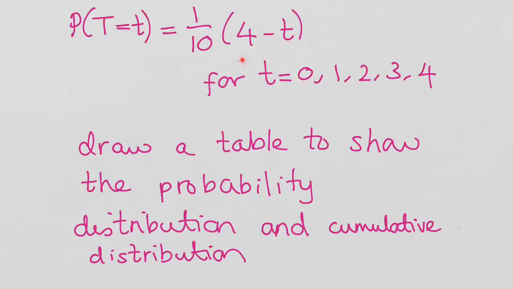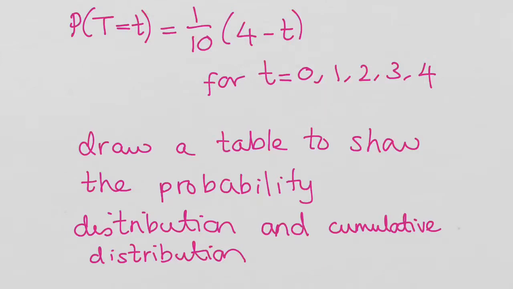So I'm going to have a look at this problem here. Probability that capital T takes the value little t. So capital T is my random variable. It can take several different values, 0, 1, 2, 3 or 4. And the probability that it takes that value is this. So we've got a little formula here. I'm going to do a table to show the probability distribution and also the cumulative distribution. And I'm going to show you how to go backwards from the cumulative distribution as well.